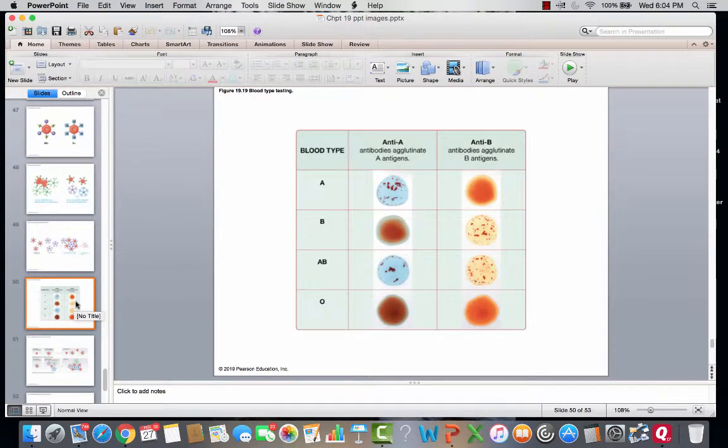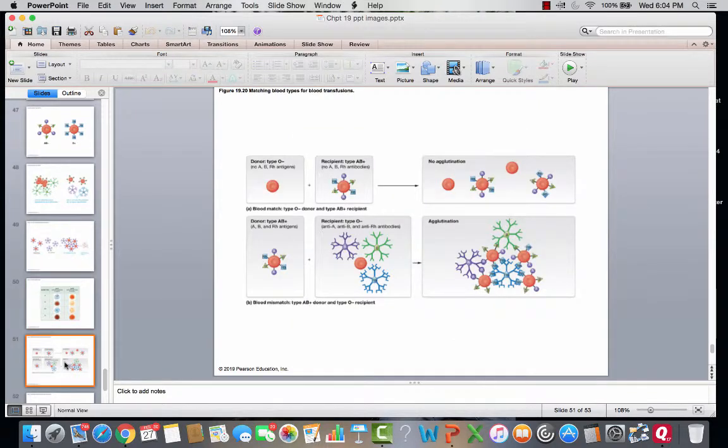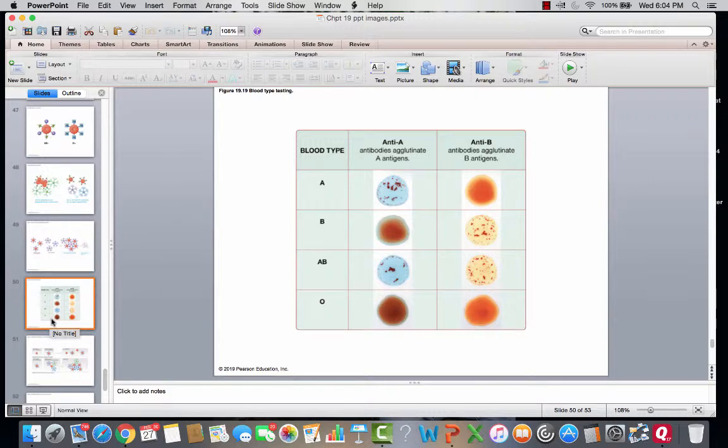When I test to see what your blood type is, I actually use antibodies to do that. The reason I'm popping this up is because I want you to see what happens when antigens and antibodies react with each other. When I add A antibodies to a cell of blood type A, the antigen and antibody are going to react and cause large clumps to form.